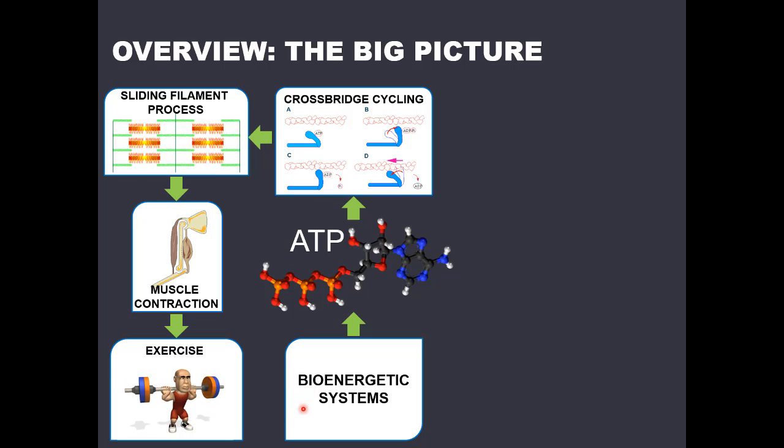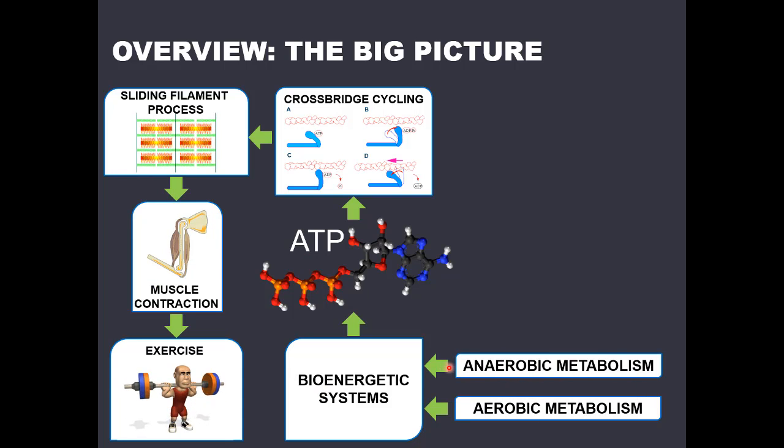So we have bioenergetic systems that serve to break down fuel molecules, to release the energy from the fuel molecules, to hold it temporarily in ATP. And through that entire process, you form ATP. So essentially, bioenergetics is the process of generating ATP. Again, energy released from fuel and temporarily held in ATP, which will then subsequently be hydrolyzed. Now, bioenergetic systems can be generally categorized into two systems. We have the anaerobic system and aerobic system, also known as anaerobic metabolism and aerobic metabolism.